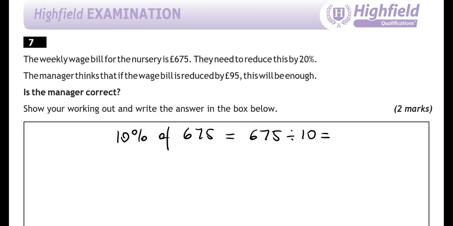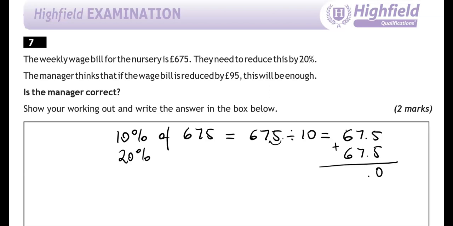So we know that when it comes to dividing by 10, we just need to move that decimal point one place to the left to make the number smaller. And we get then 67.5. Now we've got to double this to get 20%. So that's 10, 14, 15, 12, 13. So that is £135.